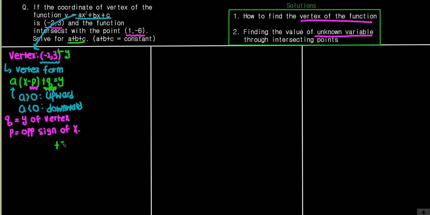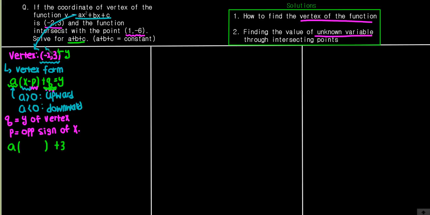So we can write positive 3, and for the a value there is no information for it, so we can just write down a. And we have x minus p. And we need to remember that we don't really notate the x value in the vertex form. We only notate the value of p.